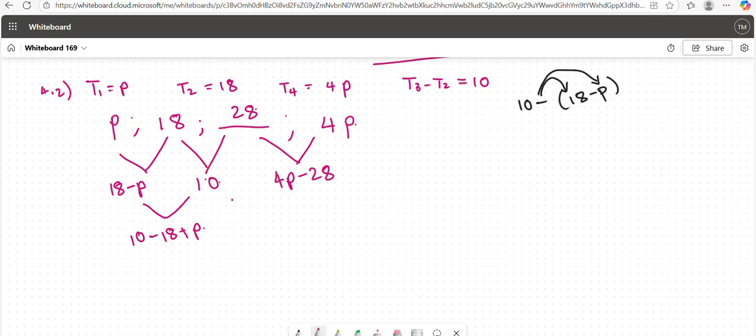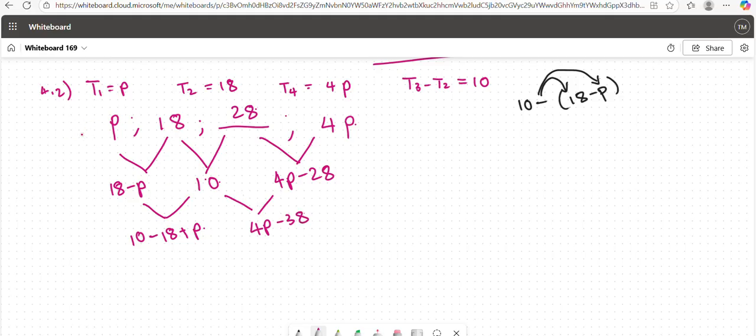So take note of the signs. Okay. So for this one is a 4p minus 28 that is subtracting a 10. That will give you a 4p minus 38.